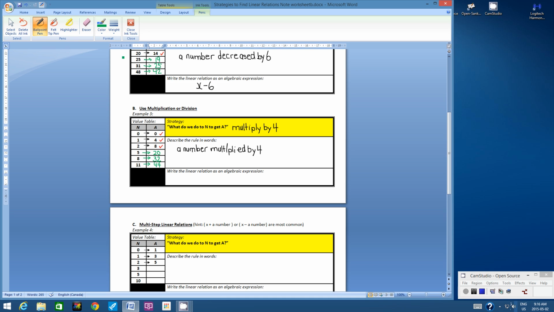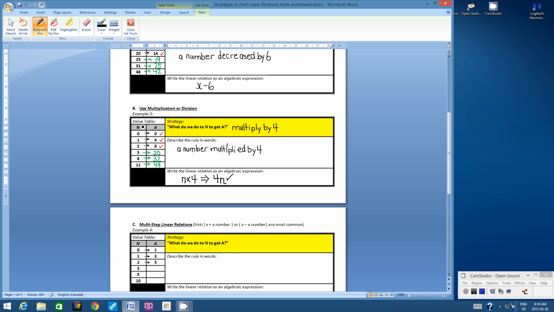Okay. So hopefully, if you know what you're doing by now, you're on this section. Write the linear relation as an algebraic expression. Now, the tendency is to do something like this. Okay? But we know by now our rules of algebra do not let us write an algebraic expression like that. So we have to kind of fix this and clean it up to make it look like 4n. Okay? This is the proper way to write this algebraic expression.